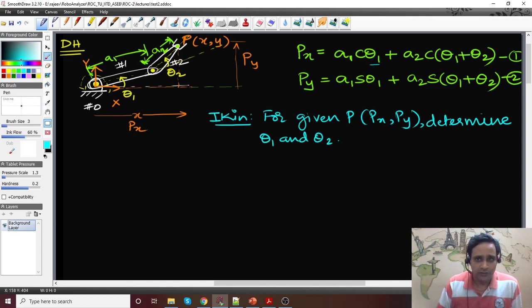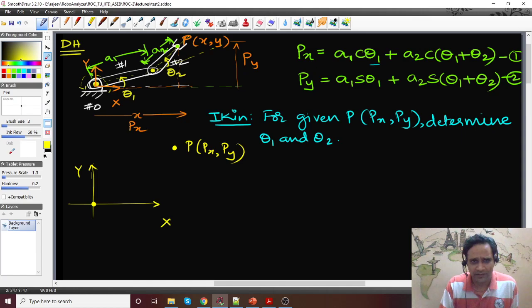Typically the mathematics has been explained, but let's look at the geometric understanding. Let's assume we have to solve inverse kinematics. How do we proceed ahead? I have a reference frame xy, and we need to reach a particular point P, which has coordinates Px and Py. It's the same thing as what is there at the top; I'm trying to do it in a geometric sense so that it is easier for us to understand.